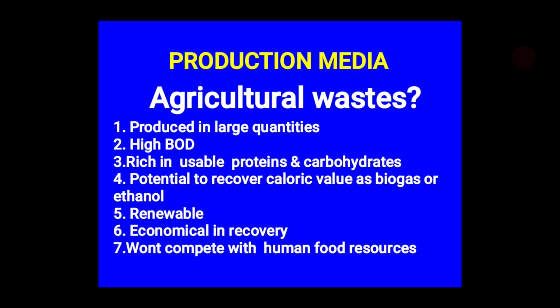So what are the advantages of using agricultural waste as raw materials? It is there in large quantity, and it has high BOD, so we can use it for this type of process. It contains potentially usable proteins and carbohydrates, and it can be used for the production of biogas and ethanol, that is biofuels. And it is not a part of the human food chain, therefore it will not cause any shortage of food materials for human society. In all these aspects, these raw materials can be used as the major source for the fermentation process.